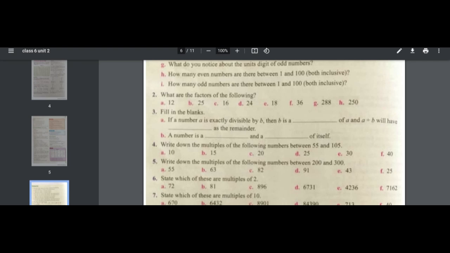81. No. 896. Yes. 6731. Not possible. 4236. 100% possible. 4236, yes or no? It is possible. Yes. 7162.